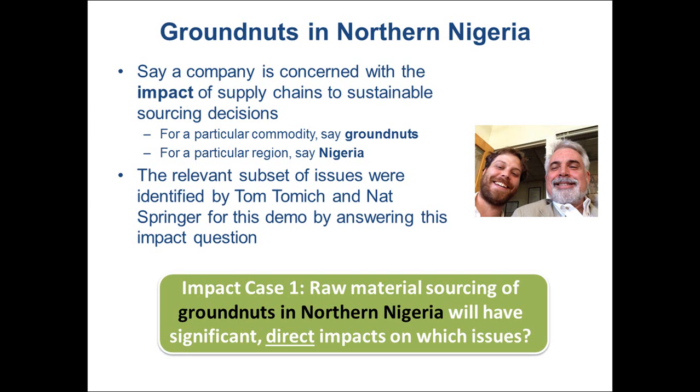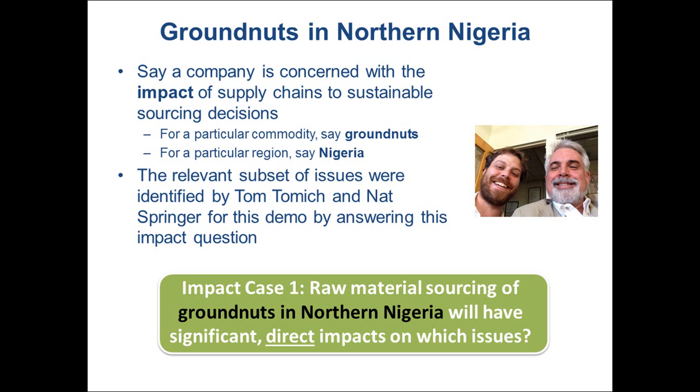So for the demo, our team has chosen to look at groundnut sourcing in northern Nigeria. This was a commodity and region we chose to look at early on in this project in collaboration with our colleagues from Mars Incorporated. So say as a decision maker you're concerned specifically with the sustainability impacts of groundnut sourcing decisions in northern Nigeria. Which issues then become relevant in this case?